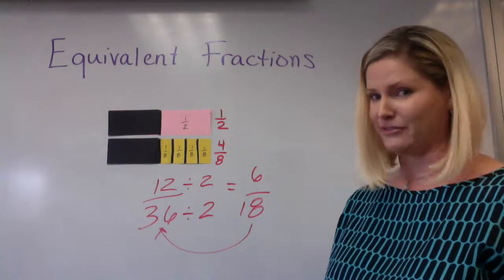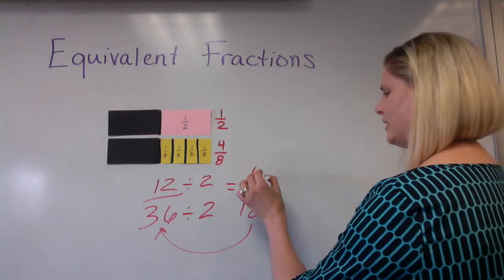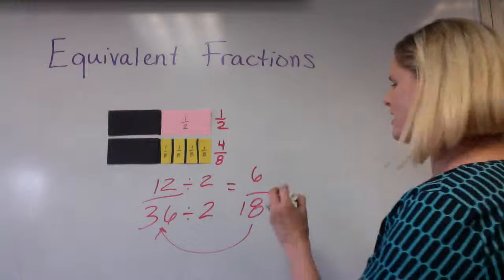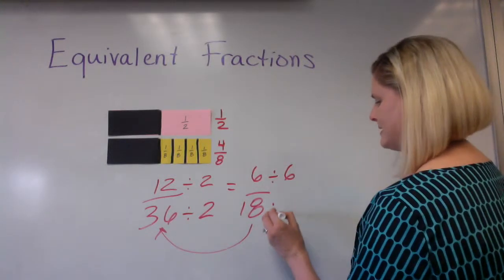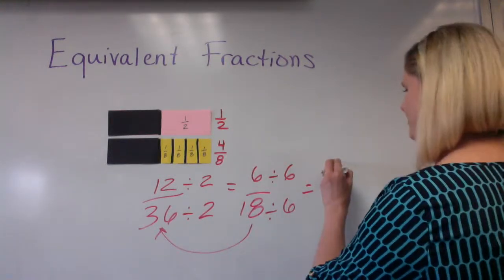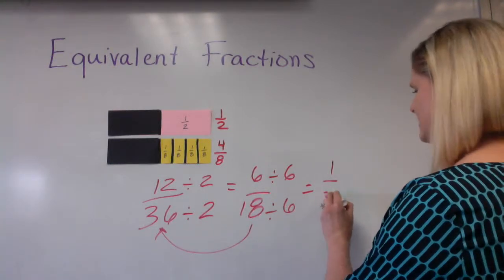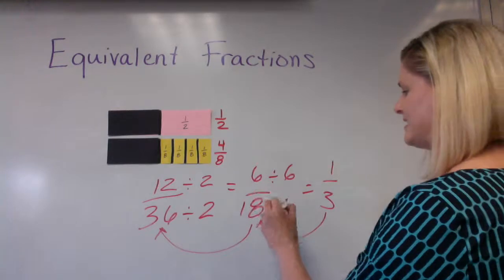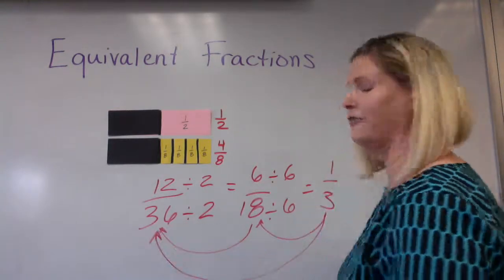Can we go even smaller? Absolutely. I see the relationship between 6 and 18. I know for a fact that 6 times 3 is 18. So then I know that I can divide both of those by 6. And 6 divided by 6 would then be 1. 18 divided by 6 would be 3. And 1/3 is an equivalent fraction to 6/18, as well as 12/36.